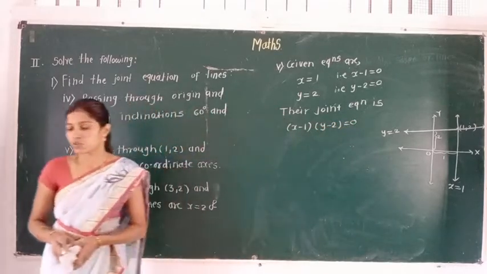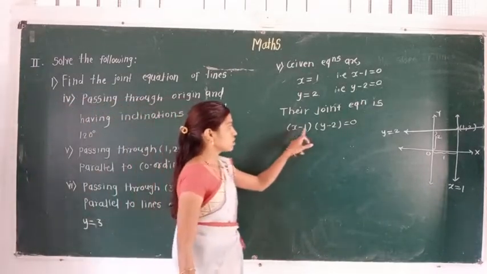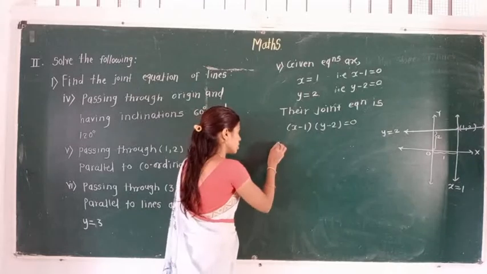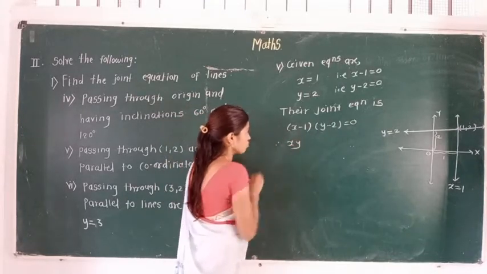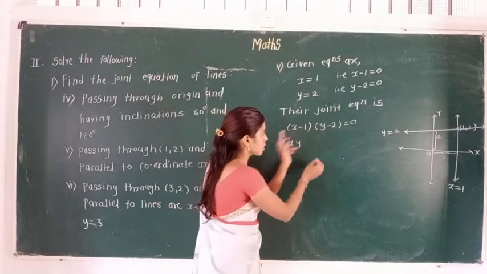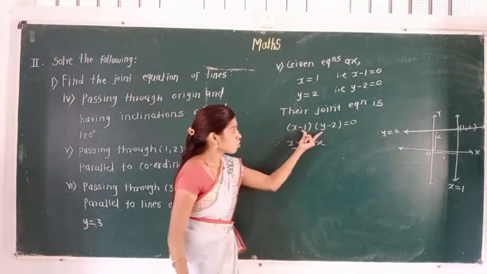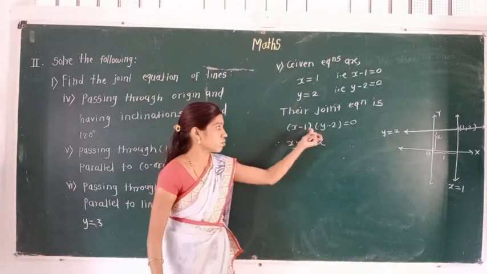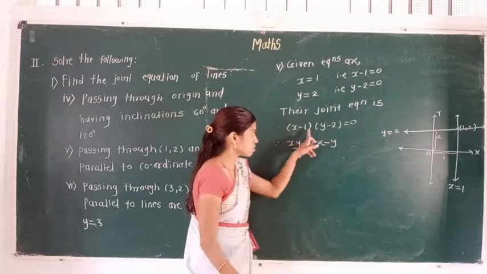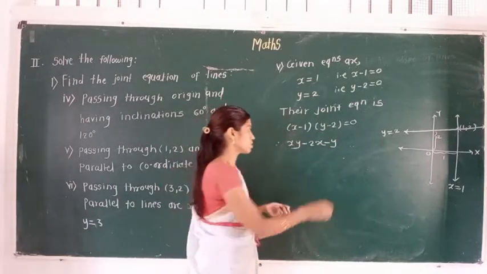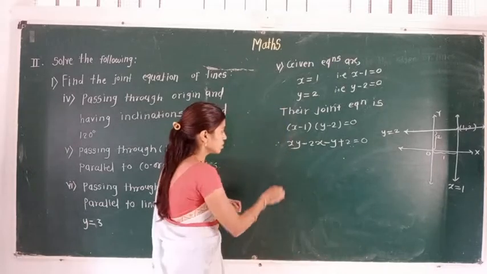Now take the product of these two equations. x into y minus 2: x into y gives xy, x into minus 2 gives minus 2x. Then minus 1 into y gives minus y, and minus 1 into minus 2 gives plus 2, equal to 0. Now simplify.